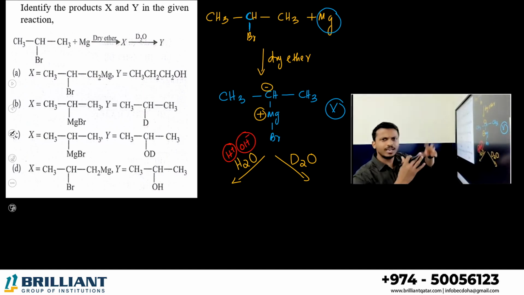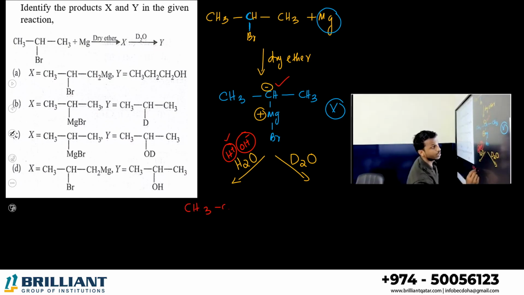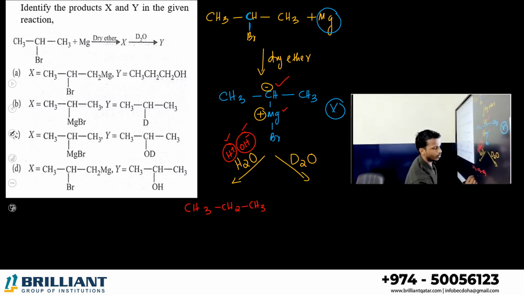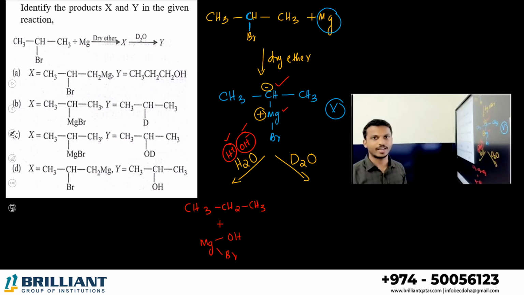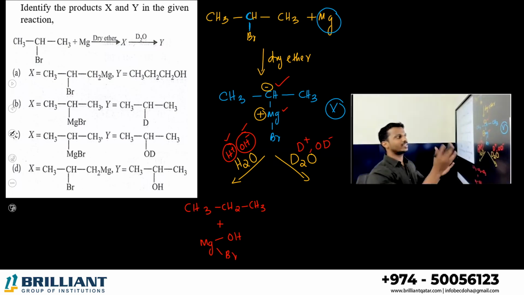What you have to do is just interchange, a double displacement, between the negative alkyl group and H plus. So you will get the compound CH3CH2CH3. To the MgBr you add OH minus, giving Mg(OH)Br. This is the product, correct? Same thing you do for D2O. H2O contains H plus and OH minus ions. Similarly, D is deuterium, an isotope of hydrogen. D2O contains D plus and OD minus ions. Correct? You just interchange the same way.